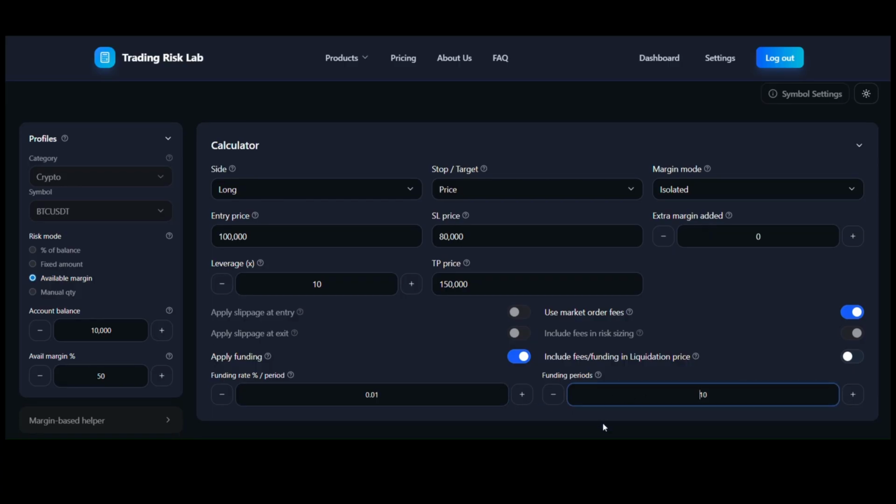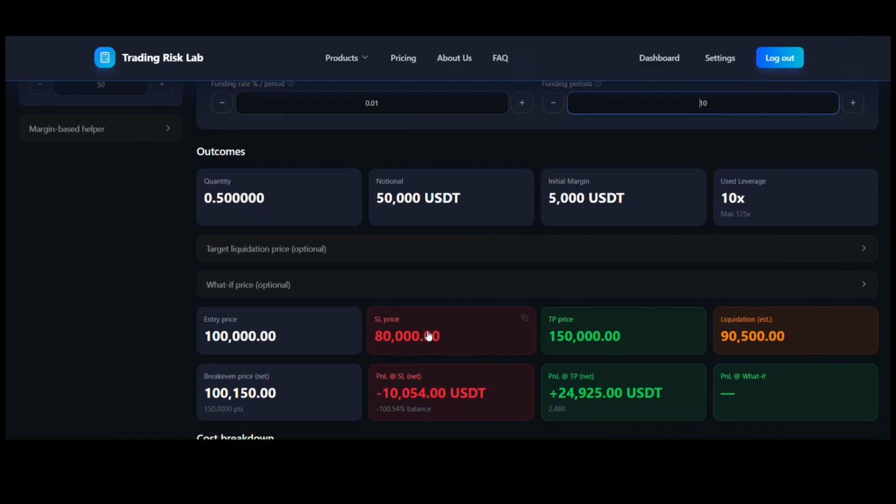Once everything is set, the results update automatically. Quantity shows the position size in the base asset. Notional shows the total position value. Initial margin shows how much margin is required to open the trade. Used leverage confirms the effective leverage applied.